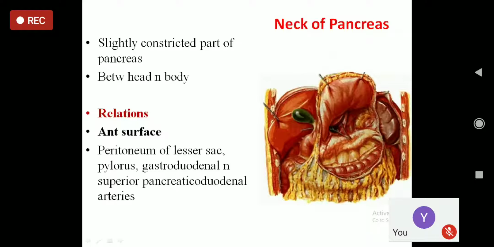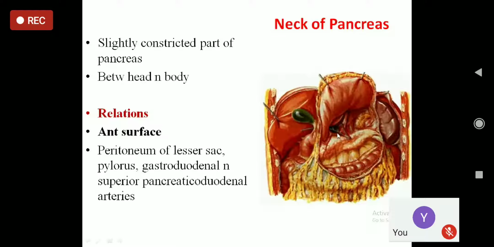So the next part of the pancreas is the neck of the pancreas. The constriction between the head and the body is the neck of the pancreas. It is a slightly constricted part between the head and the body, and a very important structure in relation to its posterior aspect is the portal vein, and on the anterior surface it is related to the lesser sac. So this is the fold of the peritoneum, the lesser sac, in the anterior aspect of the neck. The pylorus of the stomach, gastroduodenal and superior pancreaticoduodenal artery are also on the anterior surface.